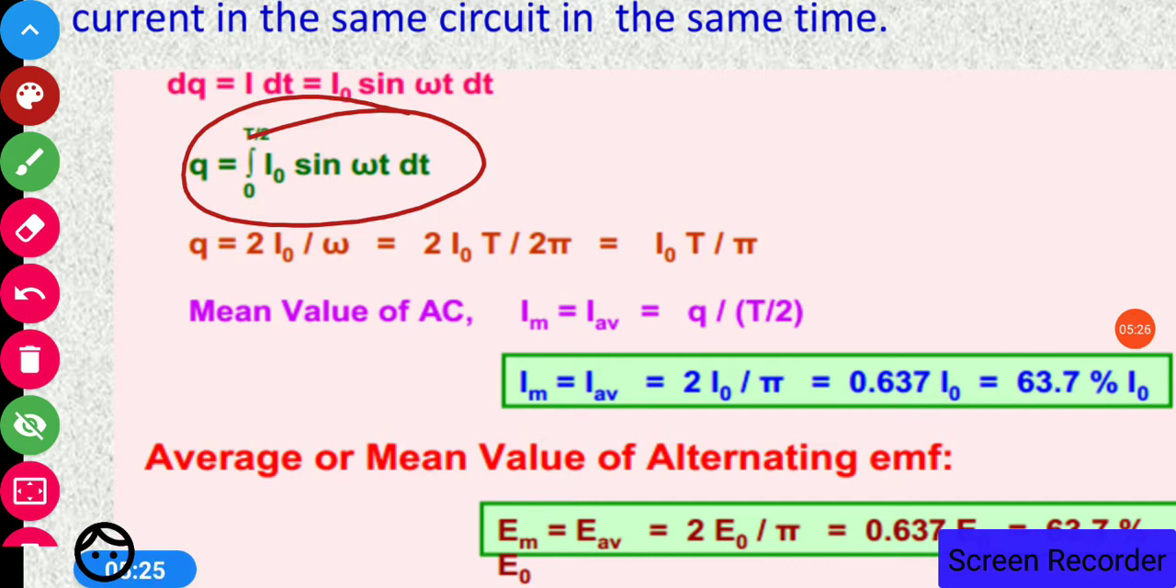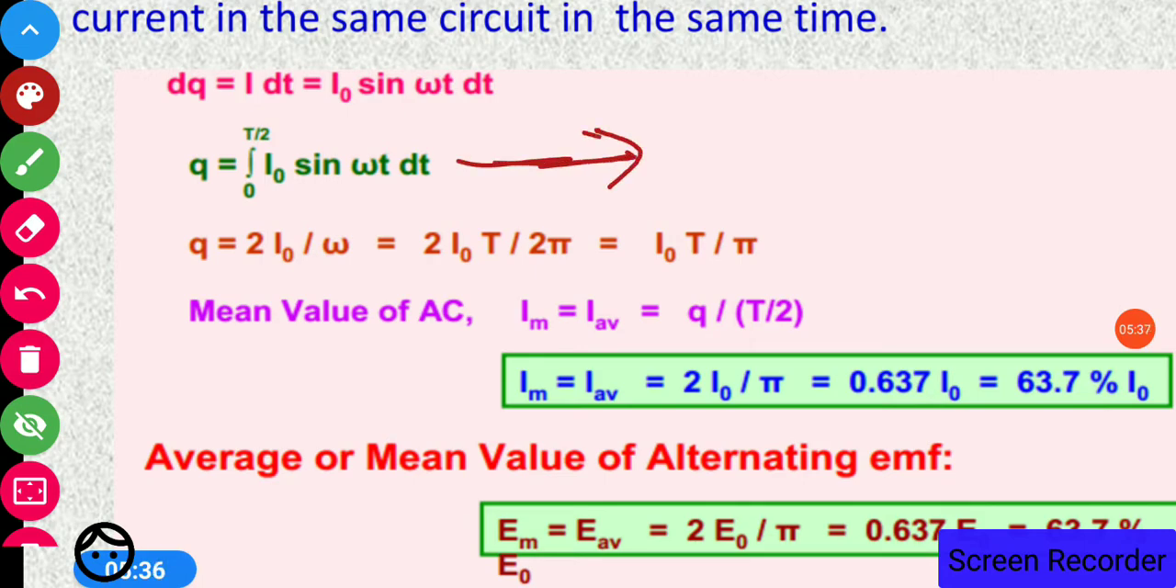When they study the integration, they can easily integrate it and get the result 2 I naught upon omega. So now here we can omit the in between steps. There are only 2 or 3 steps, but we can omit these steps and directly write the integration result as 2 I naught upon omega.